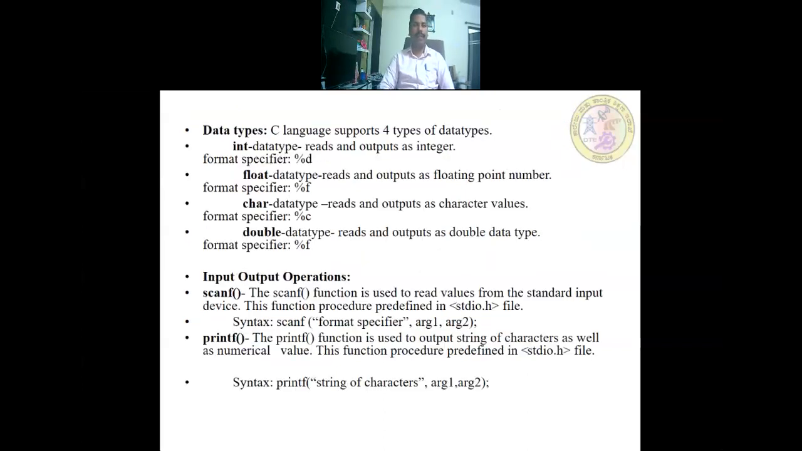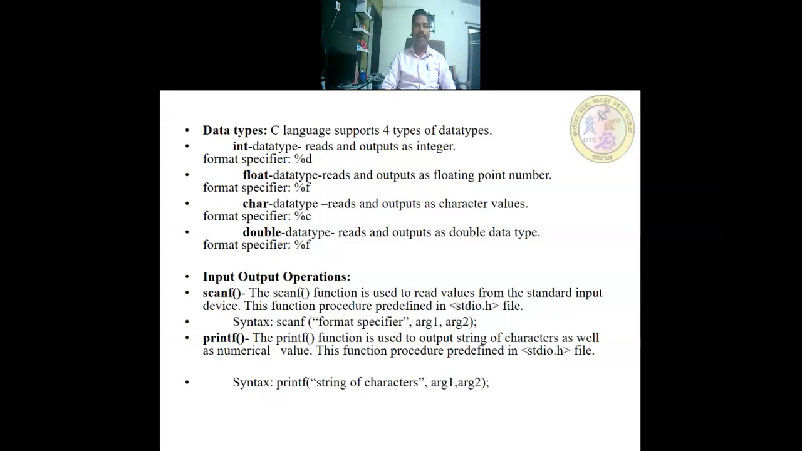So data types: for using any variables in a program, we are supposed to declare what type of value it can hold in memory locations. So the C language supports four different types of data types. One is called the integer data type. It reads and outputs integer values.